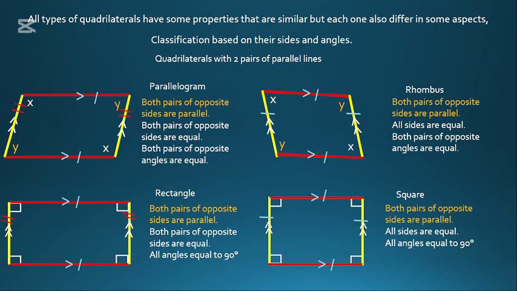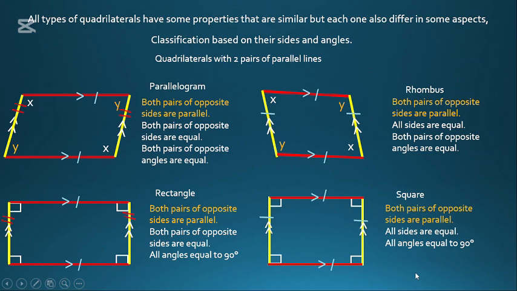Then lastly, the square. Same story, both pairs of opposite sides are parallel. Also the same as the rhombus, all four sides are equal. Right, but the same as the rectangle, all angles, they are all equal to 90 degrees. Each one is equal to 90 degrees.